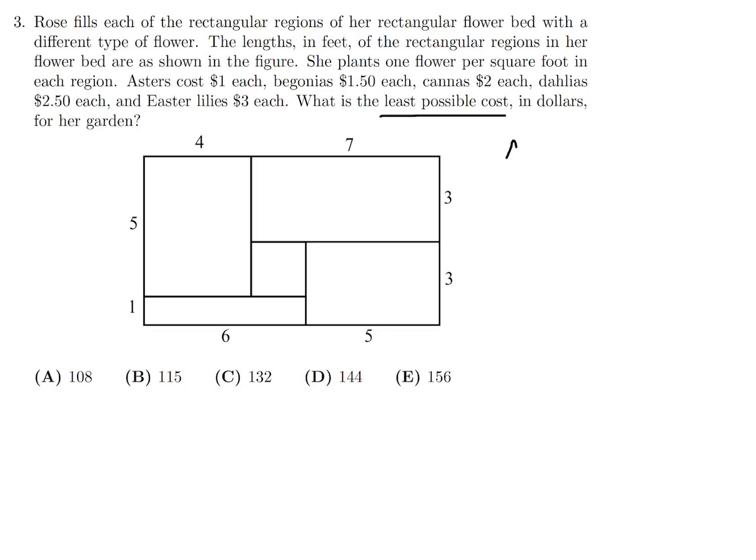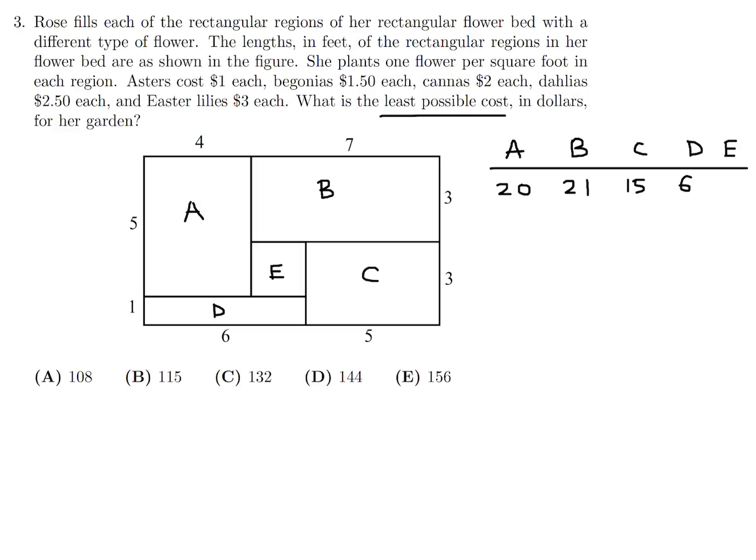So the first thing we need to do for these regions, A, B, C, D, and E, we'll label them. I'll call this one A, I'll call this one B, C, D, and E. Now for A, B, C, D, and E, we have to figure out the areas. So for A, the area is just 4 times 5. For B, it's 3 times 7. C, 3 times 5. D is 1 times 6.